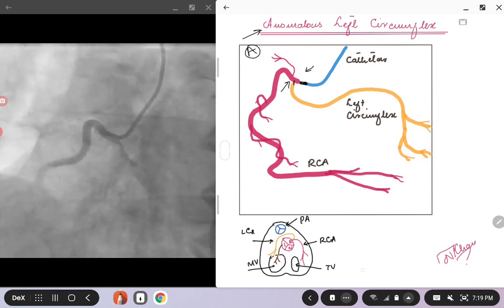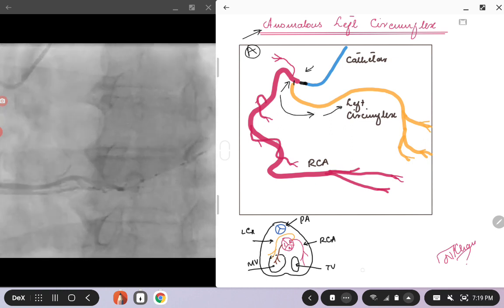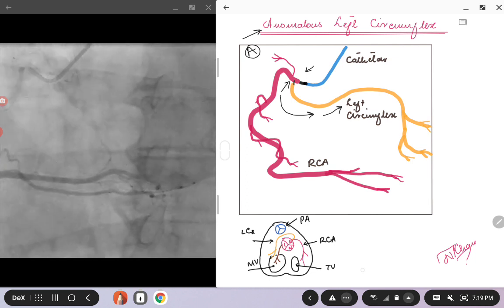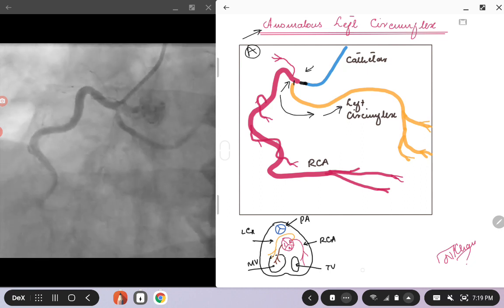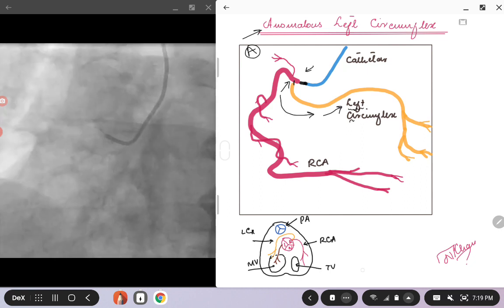Nevertheless, one way or the other, this left circumflex coronary artery then has to take a different anatomical course to supply the lateral portion of the left ventricle. And we will come to that, how and why this is important.